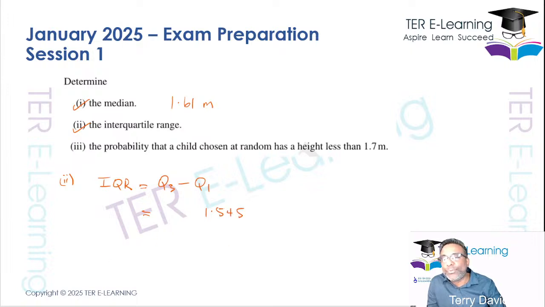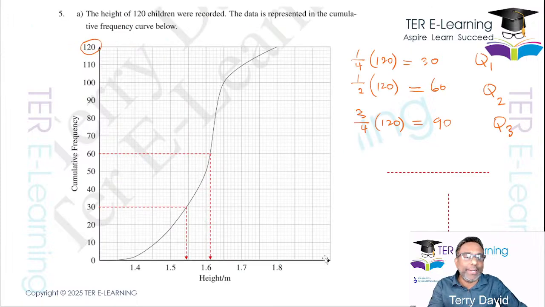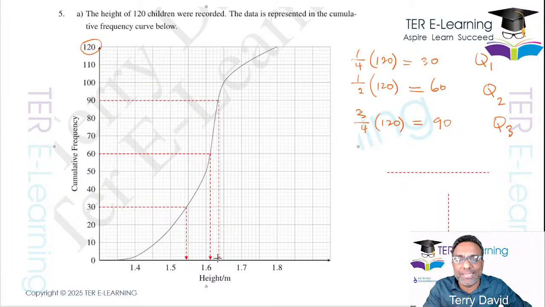My Q3 now is going to be read off at 90. So you're coming up here, and you're going to read this off here. Again, the graph does not pass through exactly. Like I said, CXC will give us a range of answers. So you might get an answer slightly different to mine, and that's also okay. So this value corresponds to 1.635.